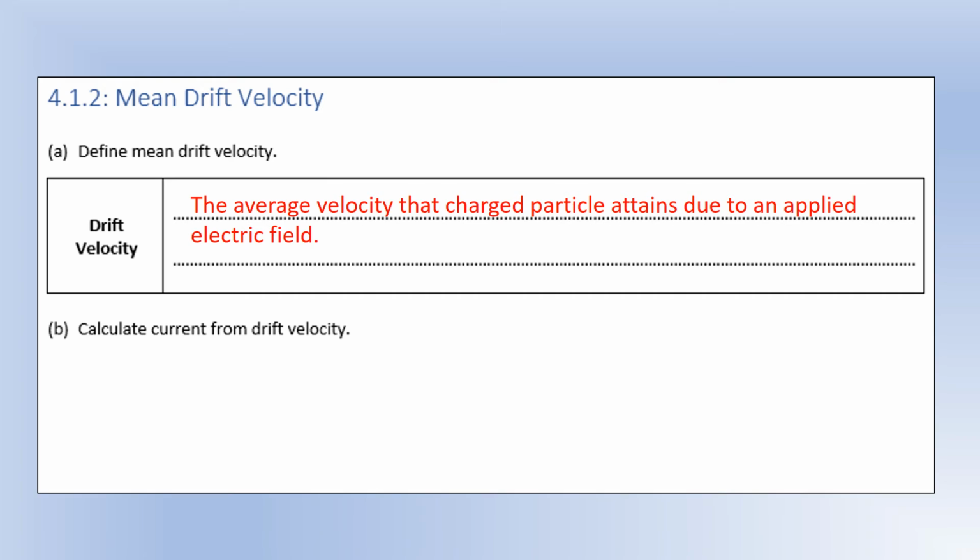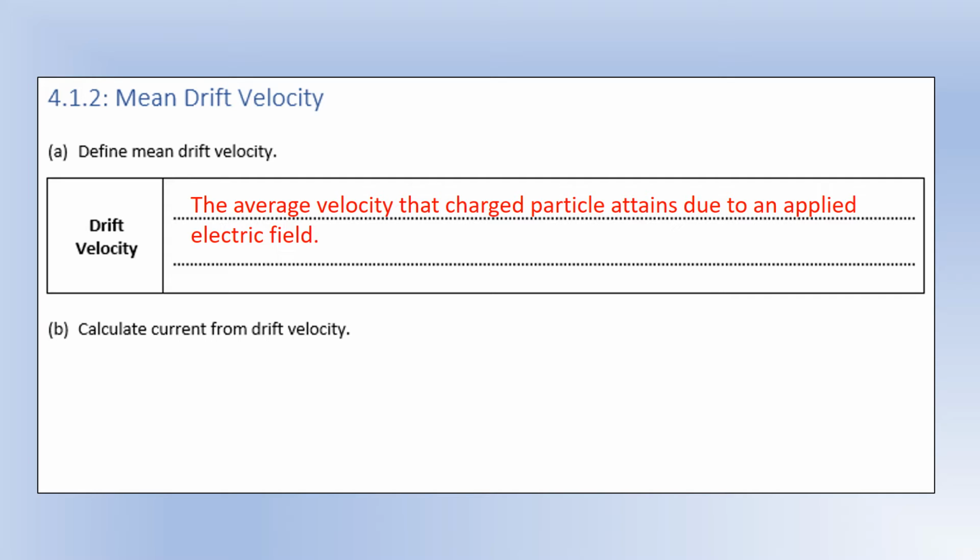Drift velocity is the average velocity that a charged particle attains due to an applied electric field. In terms of circuitry, what that means is we've got a battery applying an electric field. Our charged particles are going to be our electrons, or sometimes we model it as being coulombs of charge. The word average is in there because not all of them will go at exactly the same speed. Some will be faster, some will be slower, but there is an average that we call the drift velocity.